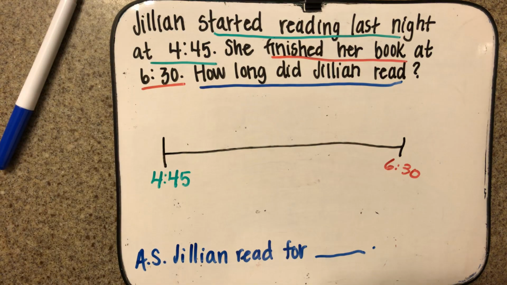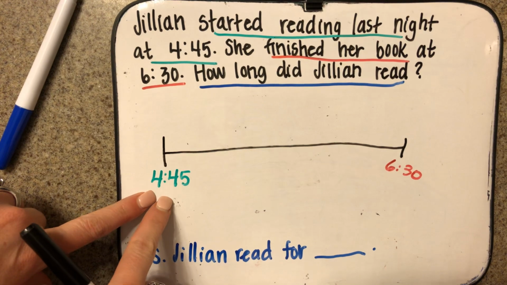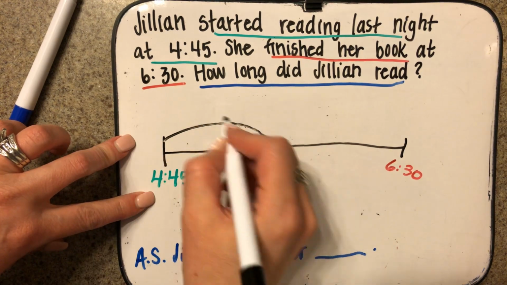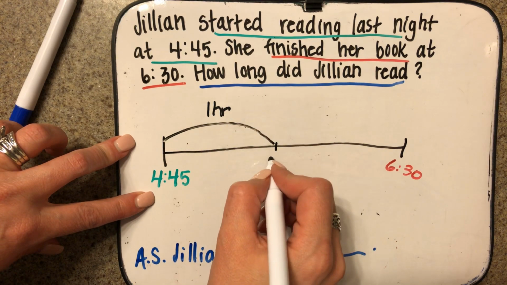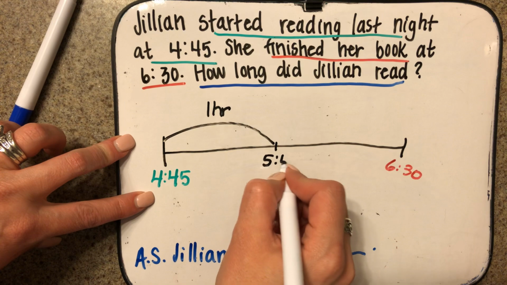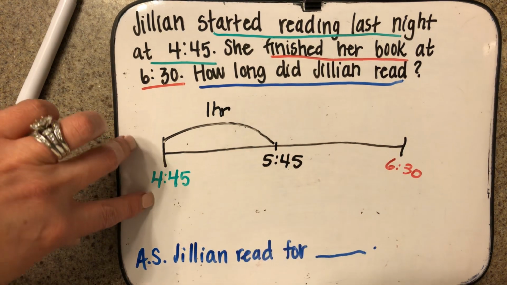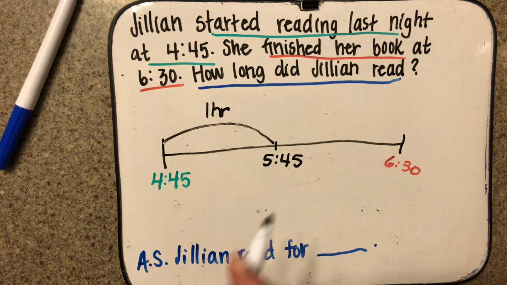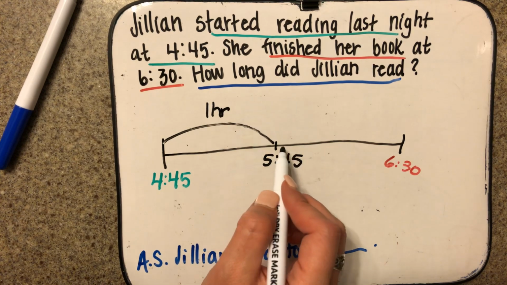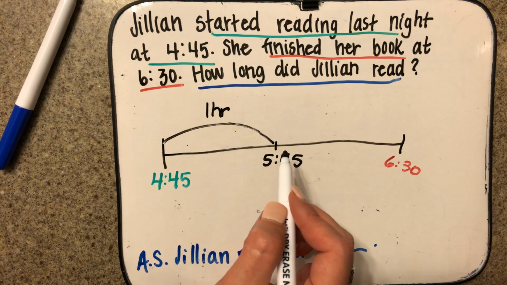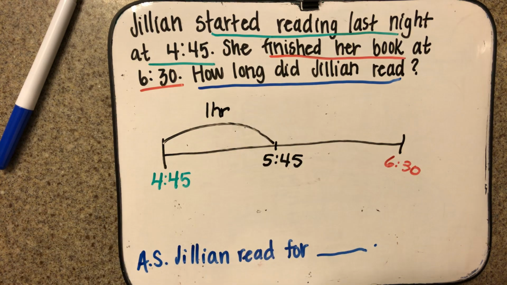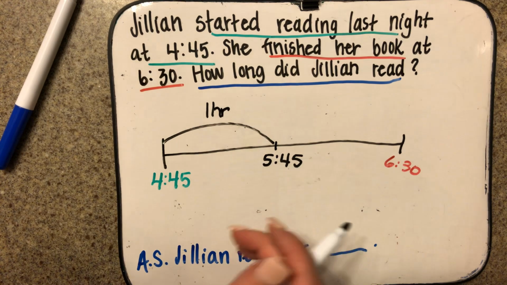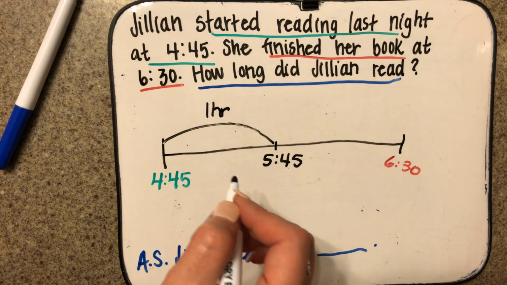So first of all, look at my first time, 4:45, and ask myself, can I jump 1 hour? Yes. So I'm going to go ahead and jump 1 hour. I'll label it up here, and then I'm going to label my new spot on my number line, which is 5:45. Okay. Then I look to see if I can jump another hour. Now, if I jump another hour, I'm going to be at 6:45, and that is too far. So here I'm going to have to figure out how I can jump to get to 6:30.